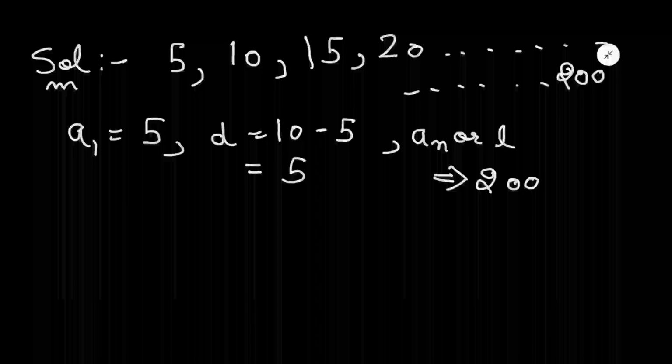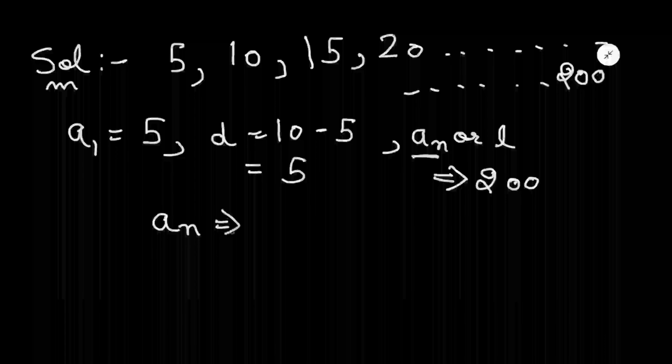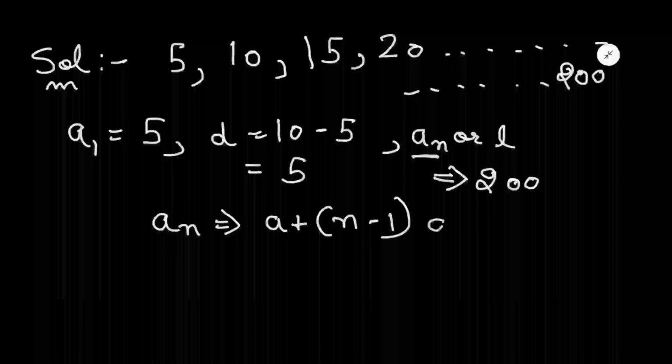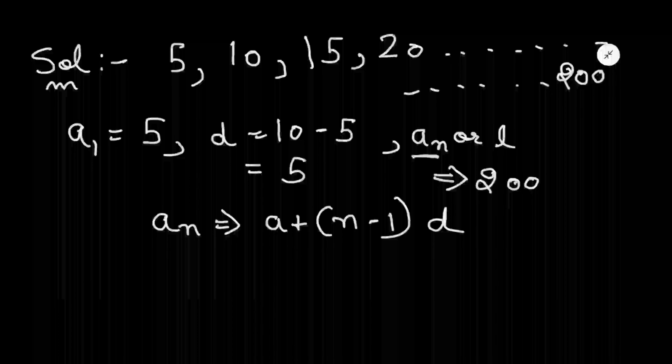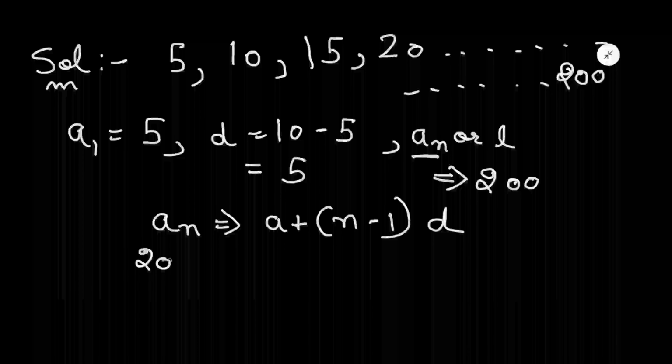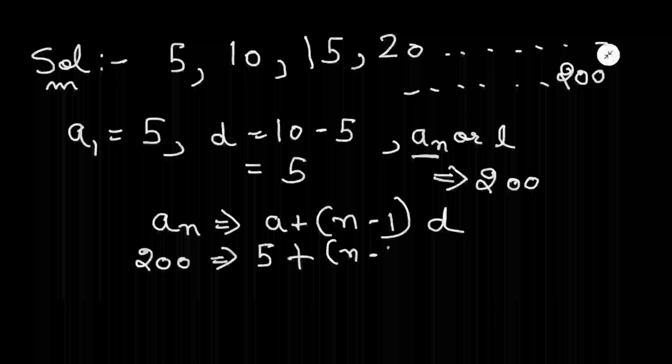So in order to find the sum of this arithmetic progression, we have to find the number of terms, which is n, and we can find the value of n with the help of the nth term. The nth term is written as a plus (n minus 1)d. So an is equal to 200, the first term is equal to 5, n we have to find, and the common difference we already calculated is 5.